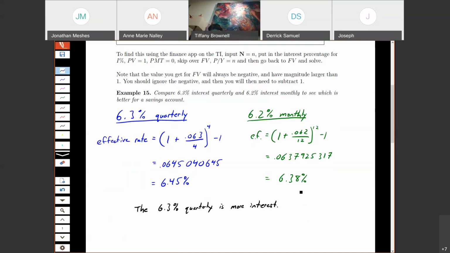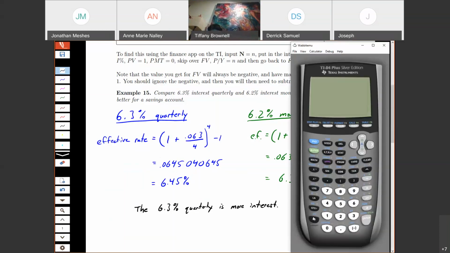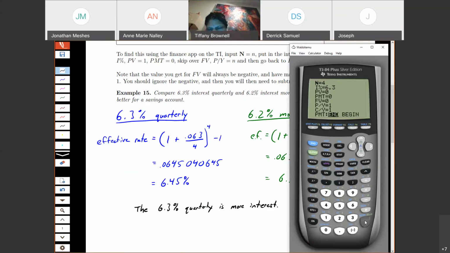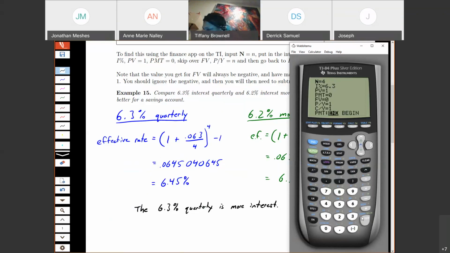Now, what I want to do is also show you how you can use your calculator to get these numbers if you're using that built-in finance app. So what I do is I hit the app, Finance, TVM Solver, and I'm going to just treat this as being 1 year. If I'm looking at quarterly, this would be just 4 times 1 or 4. My interest rate is 6.3%. And we're going to imagine that we just start with $1.